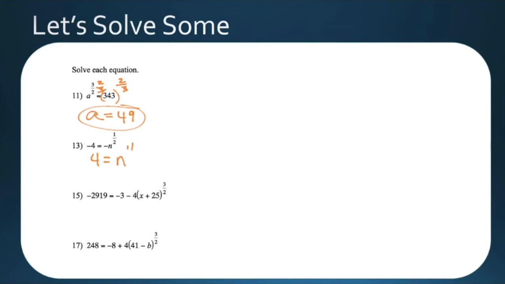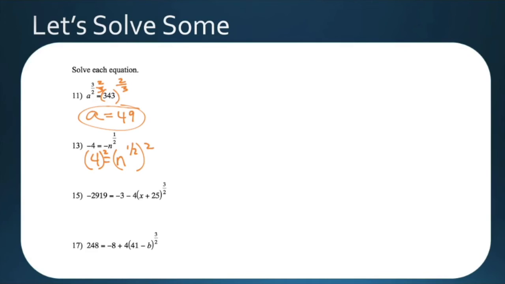What am I going to do to get rid of the 1/2 exponent? Square both sides. Do we multiply the first thing by -1? Yes. You don't get 2 because we're going to square, not square root, 16.